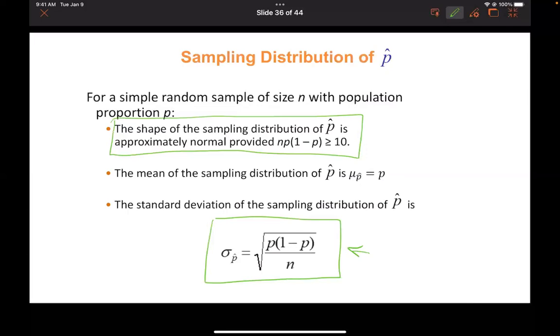So I watched your recording earlier this week for this chapter, and you had mentioned on that one that the shape of the sampling distribution of p hat is approximately normal provided np and so on. Might be asked on a future test. Is that still the case? That is still the case. It could probably be a quiz, I would guess. It definitely might be.